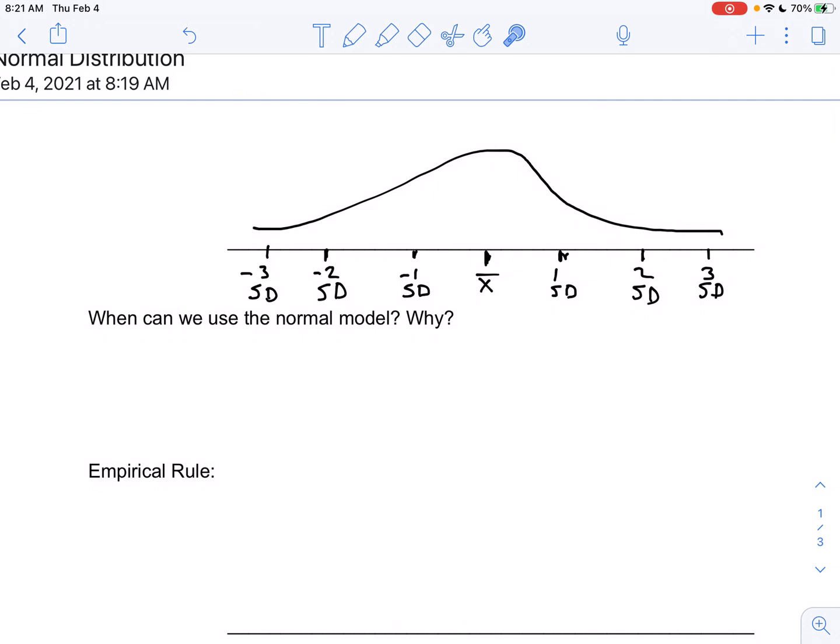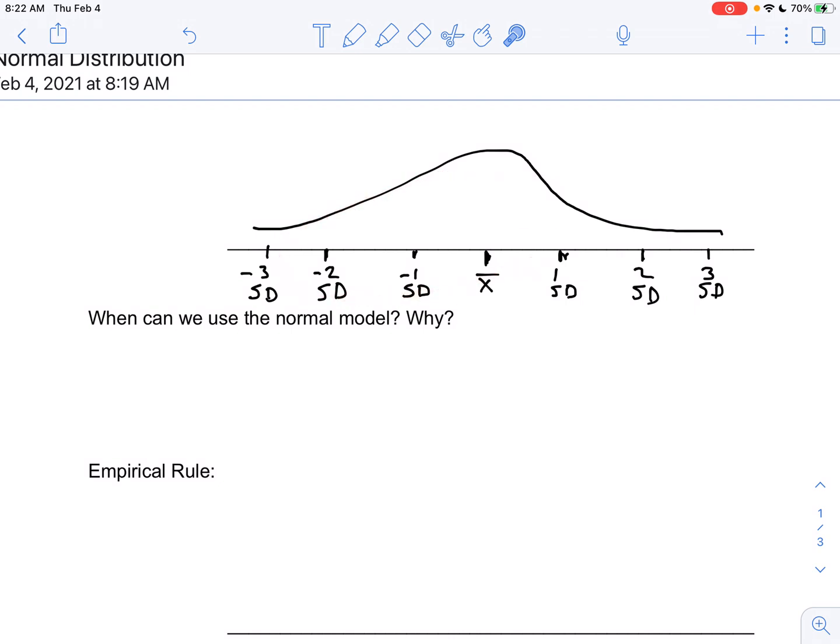So this says, when can we use the normal model and why? The whole point of the normal model is that it allows us to estimate population percentages, or figure out what percentile we were in. As an example, you remember when you were a kid and you went to the doctor and they measured your height and weight and said, you're this tall, you're in the 95th percentile of kids your age. That percentile comes from the normal model.